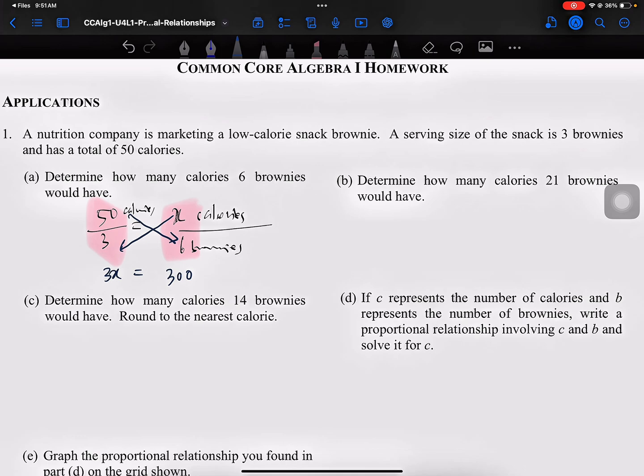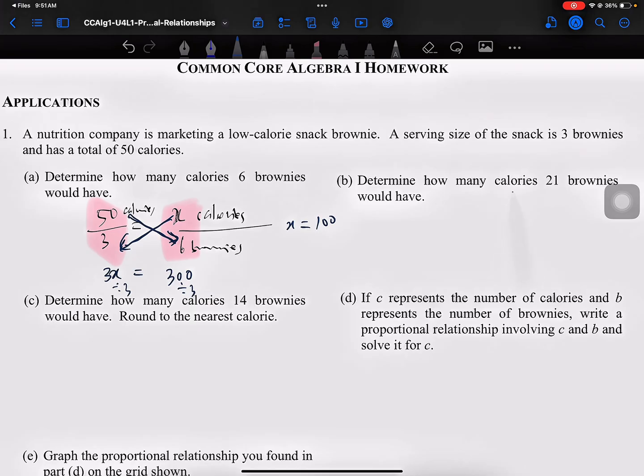We will cross multiply. It gives us 3x equals 300. Then we divide both sides by 3 using the multiplicative property of equality. So our x is 100. For A, the answer is 100 calories.